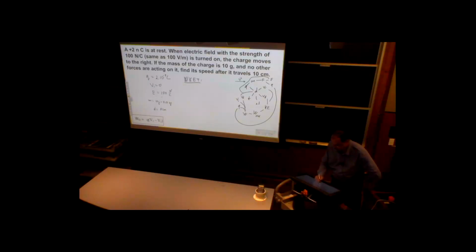Work kinetic energy theorem tells us that final kinetic energy minus initial kinetic energy should be equal to the net work. But if only one force is acting on it, net work is just the work of that single force. In this situation, that's electric force. And as we know, electric force does work which is equal to a charge times initial potential minus final potential.